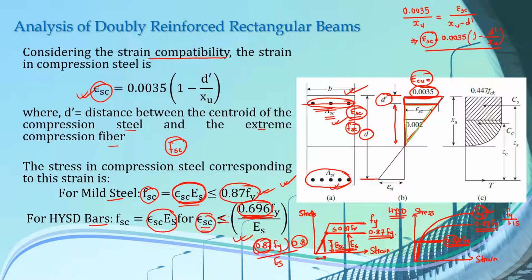So for a strain value less than or equal to this value here, we will take the value of stress in our compression steel as epsilon SC into Es. So this is about determining the stress and strain in our compression reinforcement before actually analyzing doubly reinforced rectangular beams.